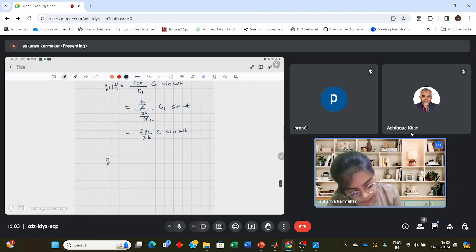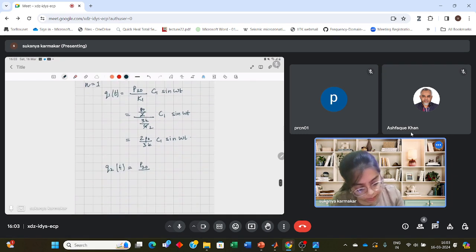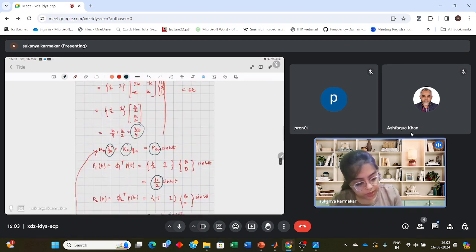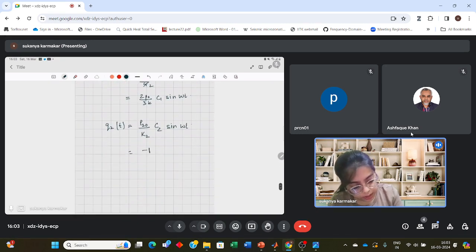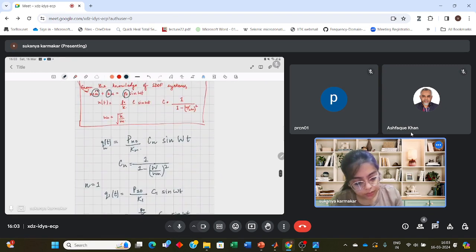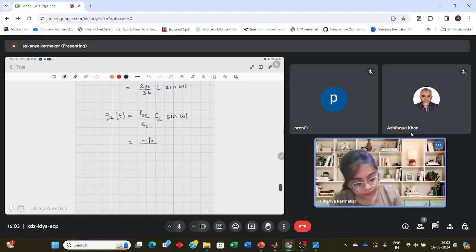Similarly, Q2(t) will be P20 by K2 C2 sine of omega t. P20 we calculated, it is minus P naught. So minus P naught by K2, K2 is 6K, 6K C2 sine of omega t.